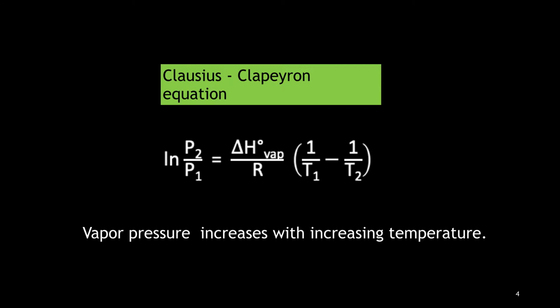The equation which allows you to relate two different vapor pressures at two different temperatures is the Clausius-Clapeyron equation. This equation will be given on all exams, including the final exam. You will be given all variables save one. You will use algebra to solve for the unknown variable.